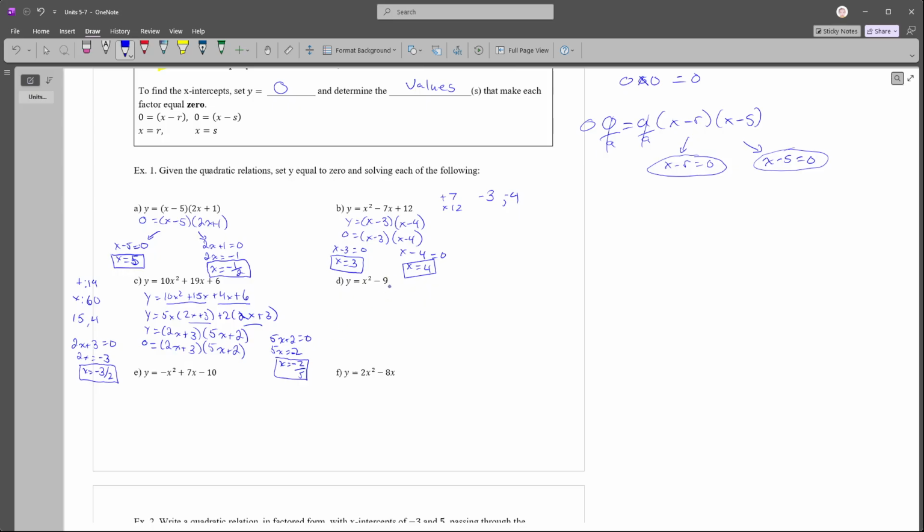All right, let's go to the next one. This one is not factored yet, so we have to factor it. But nice, this one is actually a difference of squares, so that makes life a little bit easy here. So y is equal to x plus 3 times x minus 3. Great. And now I need to set y is equal to 0. X plus 3 times x minus 3. And I need to set each one equal to 0. X plus 3 is equal to 0. X is equal to minus 3.